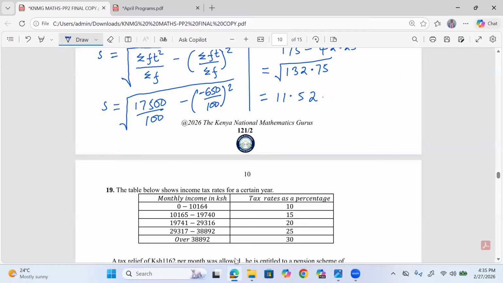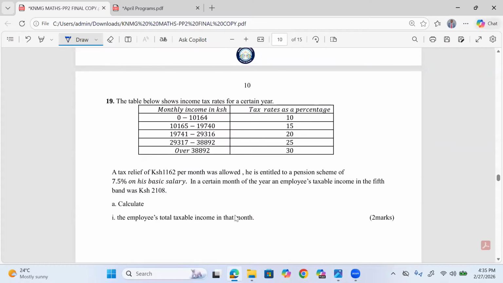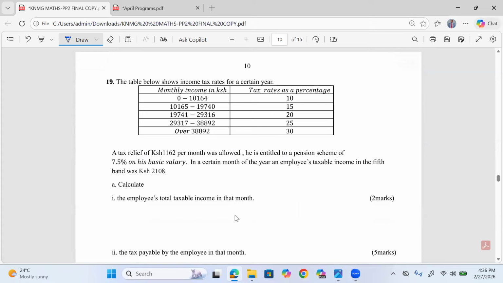We proceed with paper number 19 on commercial arithmetic, and it says that the table below shows the income tax rates for a certain year. You can see the monthly income in Kenya shillings and also the tax rates as percentages. Now, a tax relief of 1162 Kenya shillings per month was allowed. He's also entitled to a pension scheme of 7.5% on his basic salary.